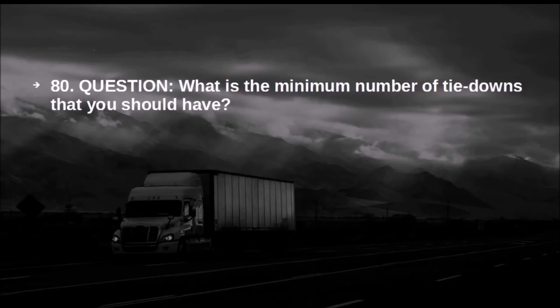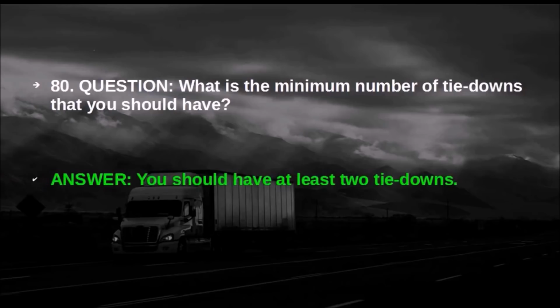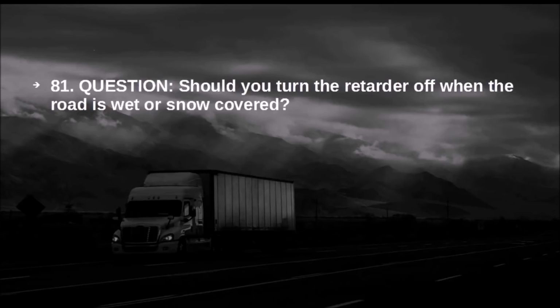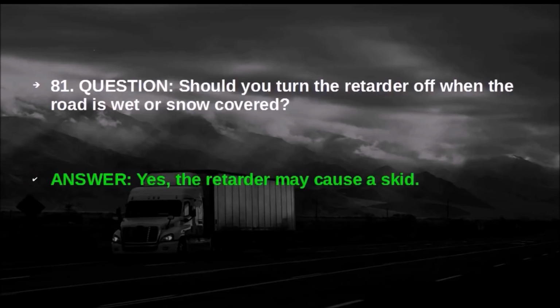What is the minimum number of tie downs that you should have? You should have at least 2 tie downs. Should you turn your retarder off when the road is wet or snow covered? Yes, the retarder may cause a skid.